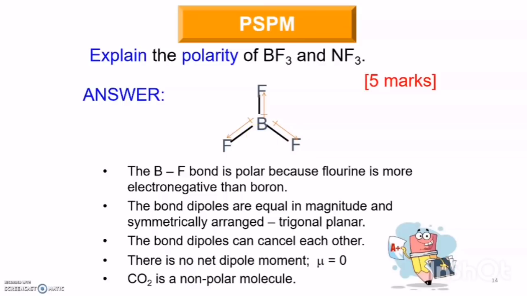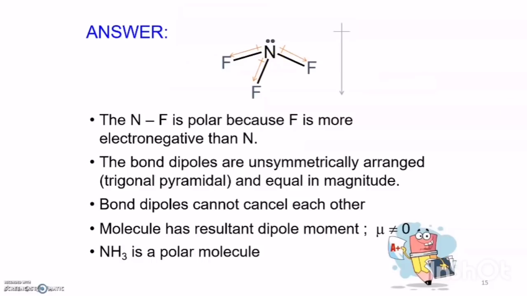BF3 is a non-polar molecule. Right? So take a look at NF3 after you draw the Lewis structure. We have a lone pair. Alright. So the N-F bond is polar because of different electronegativity, as fluorine is more electronegative than nitrogen. Bond dipoles are unsymmetrically arranged. We have trigonal pyramidal, equal in magnitude. Alright. So bond dipoles cannot cancel each other. Mu is not equal to 0. This one, ammonia-like NF3, is a polar molecule.